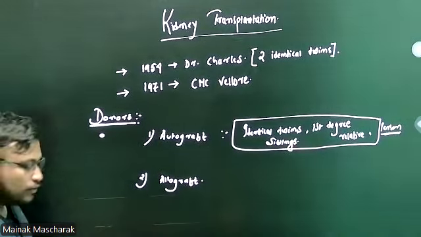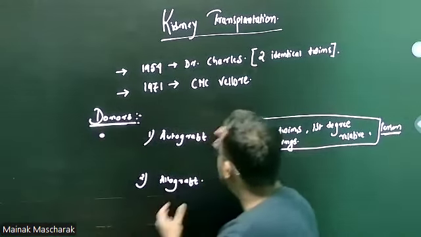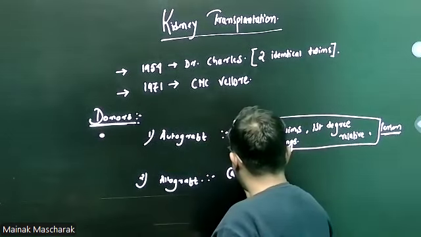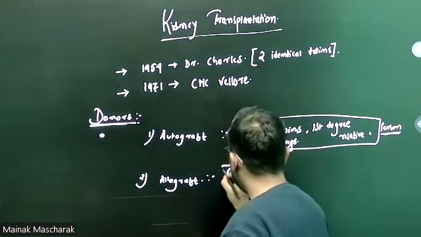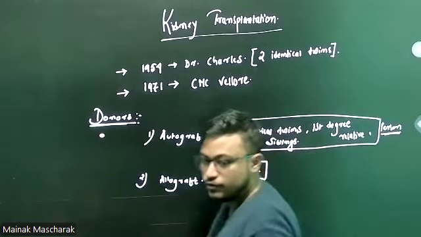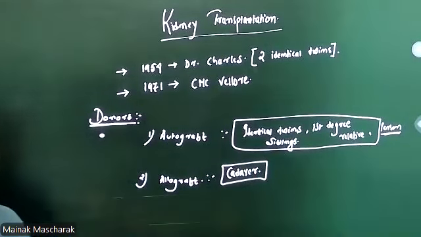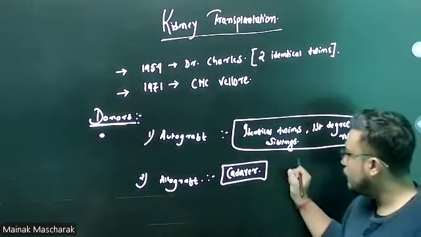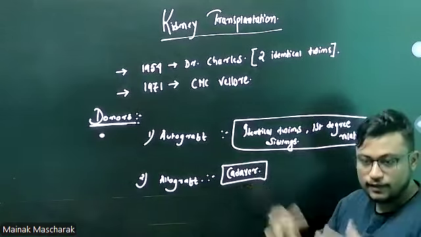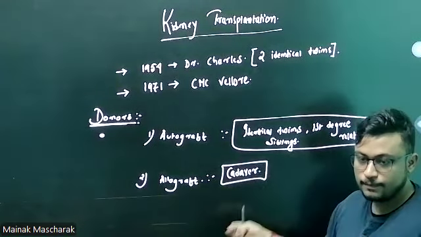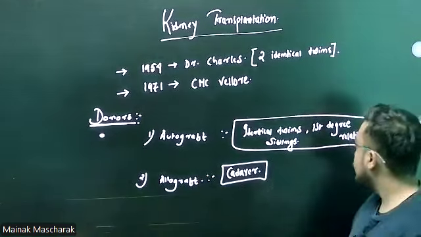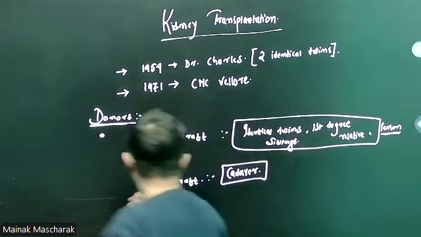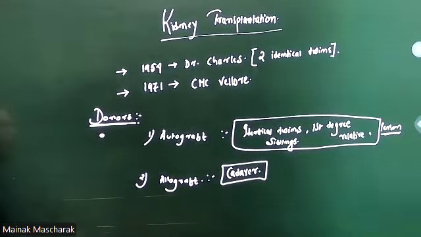And what is allograft? Whenever the kidney is taken from a cadaver, cadaver means a dead person, a person who is dead but the kidney is functional, and it is placed inside a living body, we will call it allograft. Autograft means identical twin, first degree relative, sibling. And whenever it is taken from a cadaver, we call it allograft.